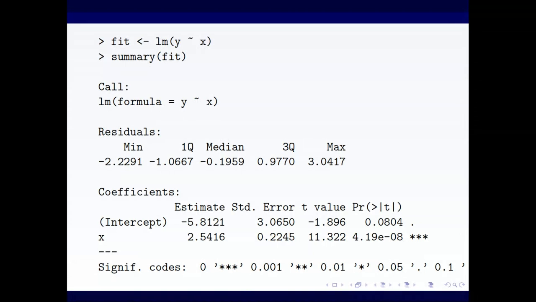So this estimate is from the least squares estimate. The intercept is -5.81, and the coefficient is 2.54. And then we have the standard errors of beta 0 and beta 1. The t value is the test statistic for beta 0 equal to 0 and beta 1 equal to 0. And the last column shows the p value based on the t value here.